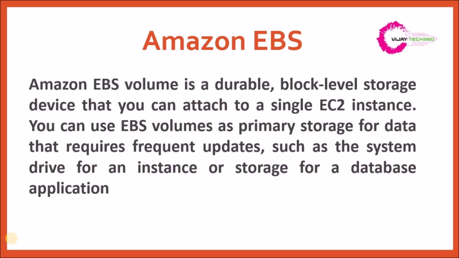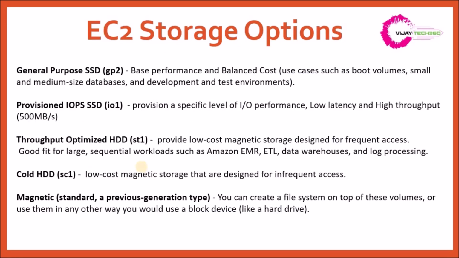If you want to attach storage to multiple instances, then we have various options. For example, you can go for EFS, which is also called Elastic File System, or Share, sorry. These EBS volumes can also be used as primary storage for data that requires frequent updates, such as the system drive, like how you are using your C drive, D drive. Or you can use it as storage for database applications. These are the various storage options available in EC2.